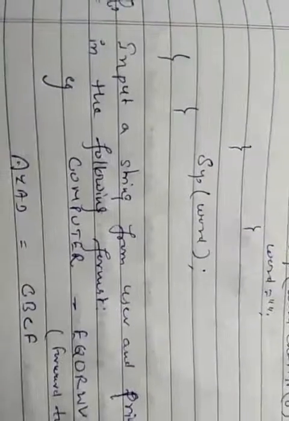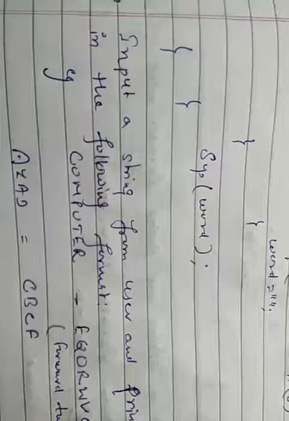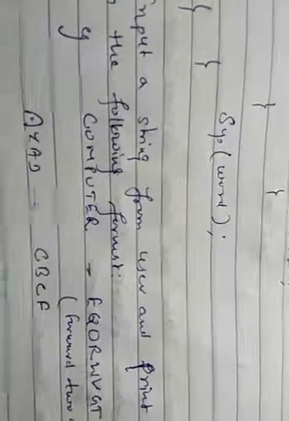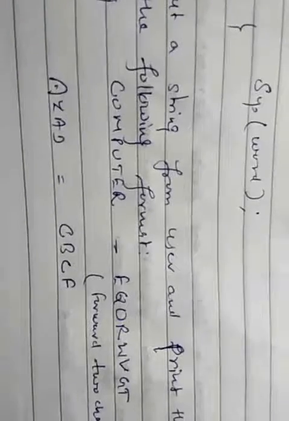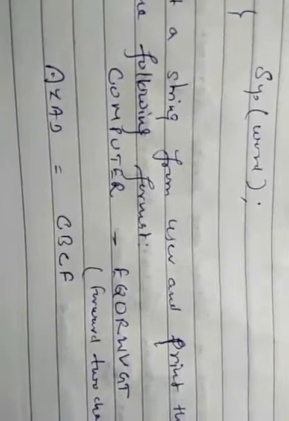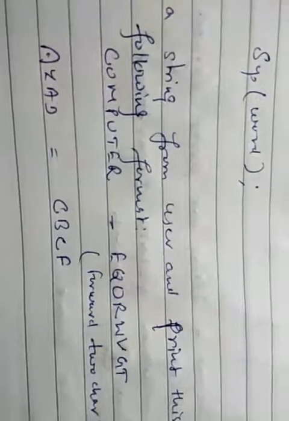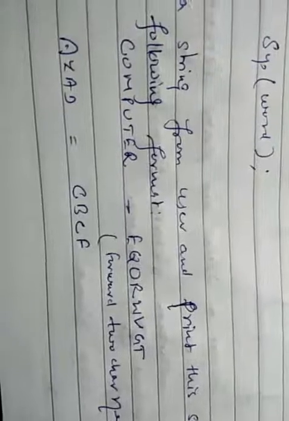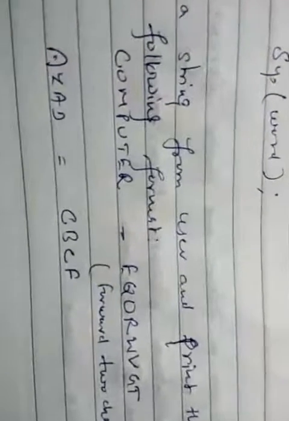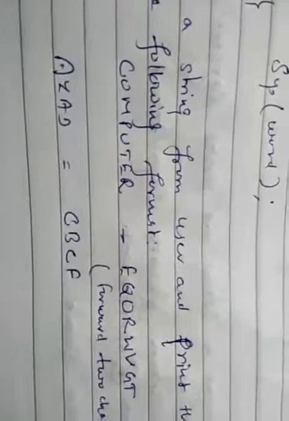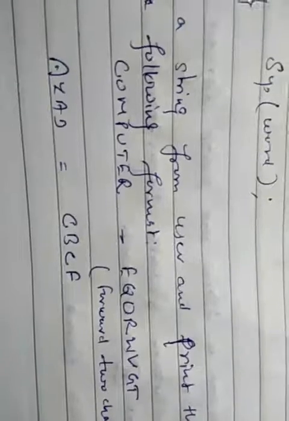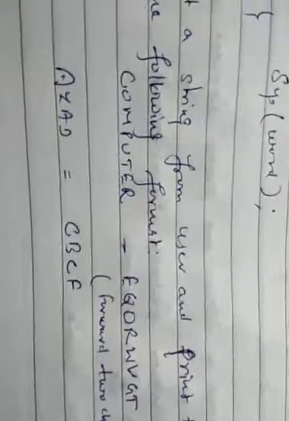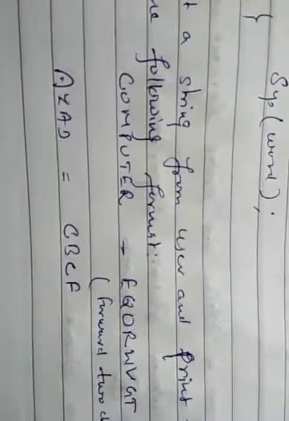Now the next question: input a string from a user and print this string in the following format. Suppose the input string is COMPUTER. So the output string will be E, Q, O, R, W, V, G and T. So we are moving forward two characters in this string. And this may be in capital or small letters. If the input string is AZAD, then the output will be C, B, C, F. If Z is there, it will circulate in circular form. So after Z there will be A and B.